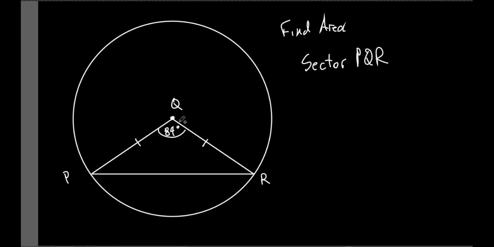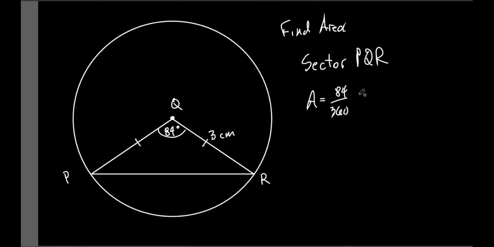So let's find the sector. How do I find the sector? We just had a theorem about it, right? The area of a sector is what? The central angle divided by 360. So what's my central angle? It's 84 over 360. They tell you something else too. They tell you that's 3 centimeters. All right? Got to know the radius. And then it's what? Pi.